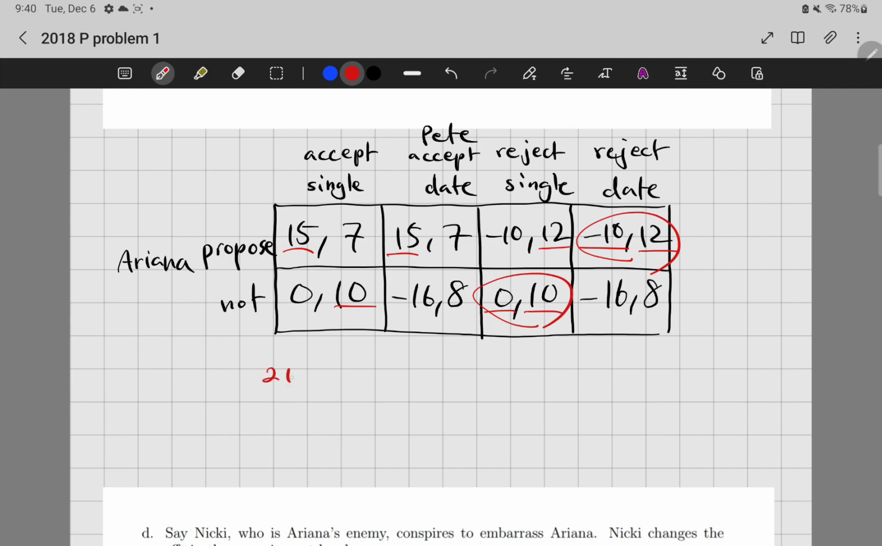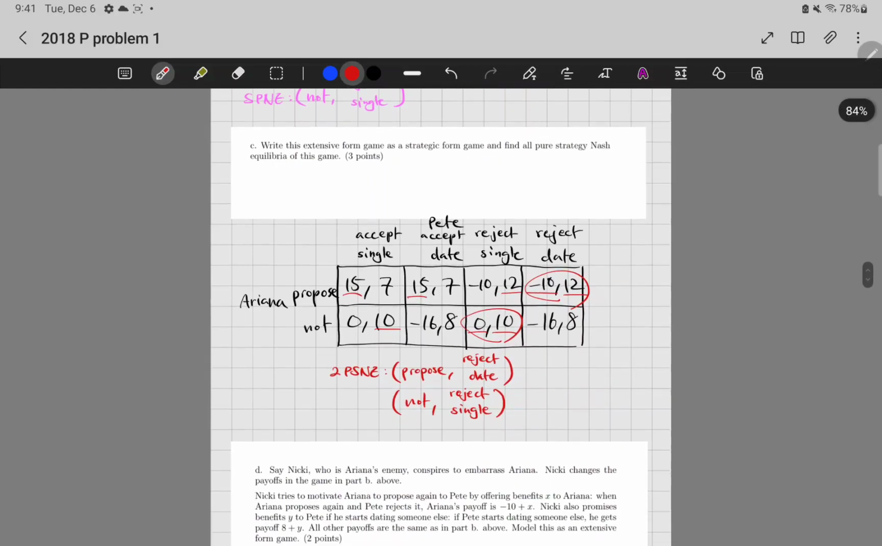So the pure strategy Nash equilibria are: Ariana proposes, but Pete rejects, and if she were not to propose, he would date. And also, she does not propose, but if she proposes, he chooses reject. But if she does not propose, he stays single. That is section C done.